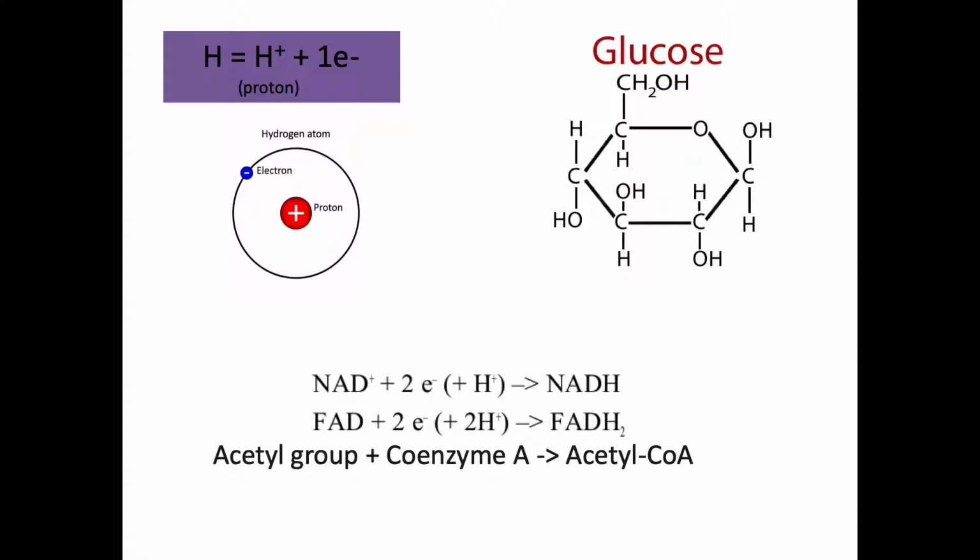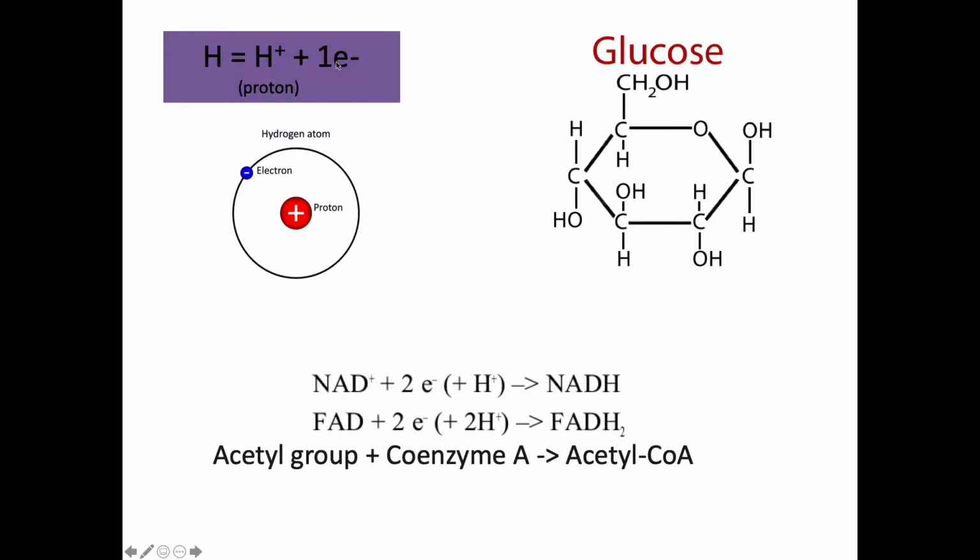Those represent potential energy. And then here we can see that our hydrogen atom consists of 1 proton and 1 electron. So here we have 1 hydrogen atom, and if we break it down, it would be 1 proton or 1 hydrogen ion and then 1 electron.